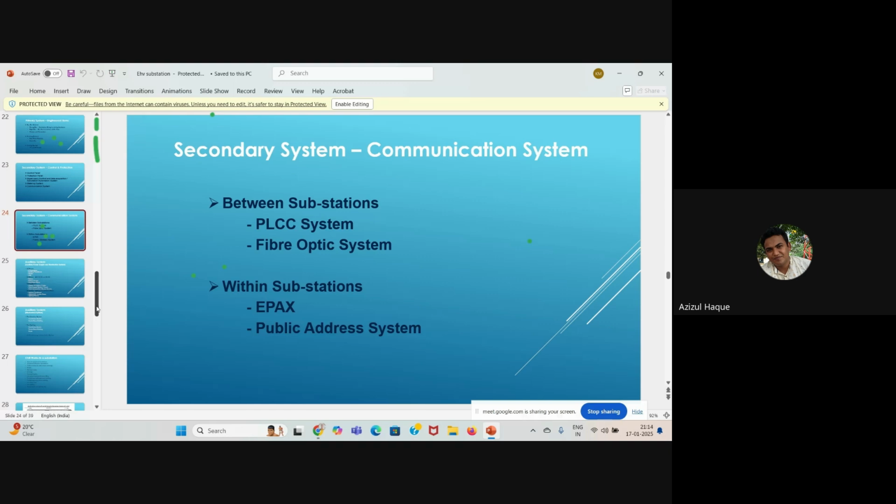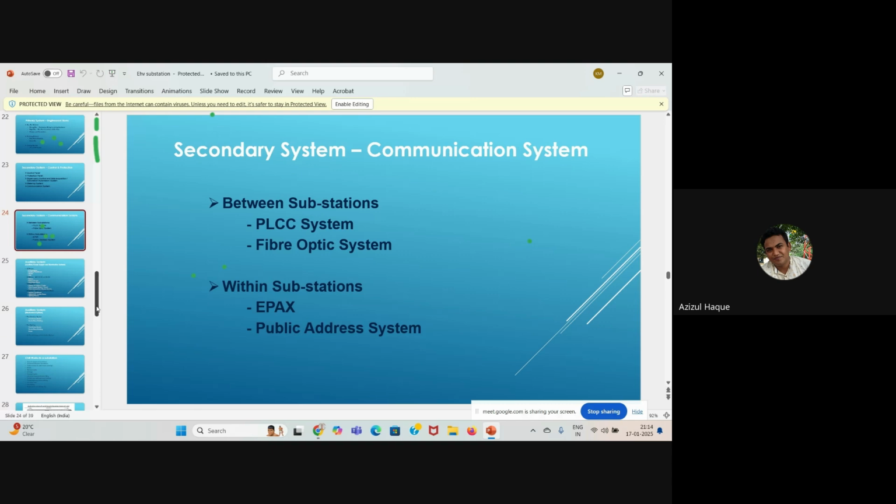And within the system, this EPAX means basically telephone exchange, and public address system is also there in case any emergency announcement is required when people are working in the field and something happened. So immediately it is announced through public address system.